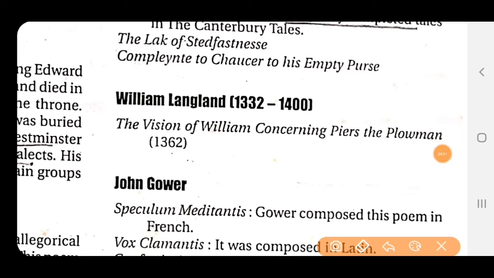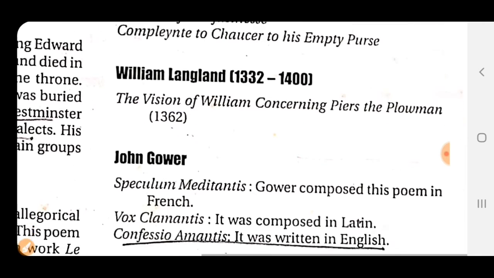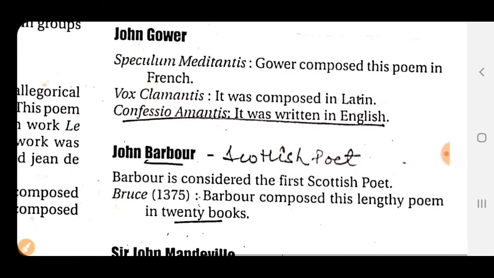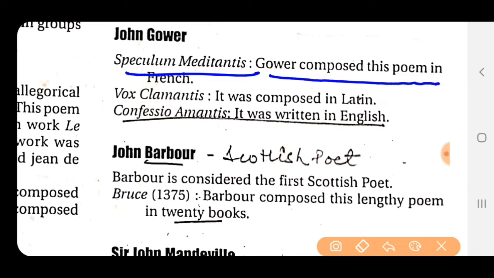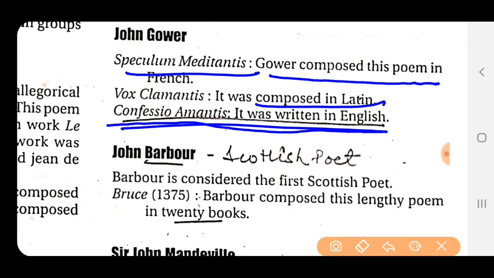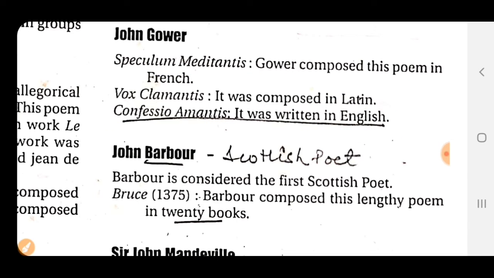Next is William Langland. He was born in 1332 and died in 1400. The Vision of William Concerning Piers the Plowman, in 1362, is his remarkable poem. The next author is John Gower. जॉन गावर को मॉरल गावर भी कहते हैं. Speculum Meditantis. This poem was composed by Gower in French. Vox Clamantis is also composed in Latin. Confessio Amantis, friends, is written in English.